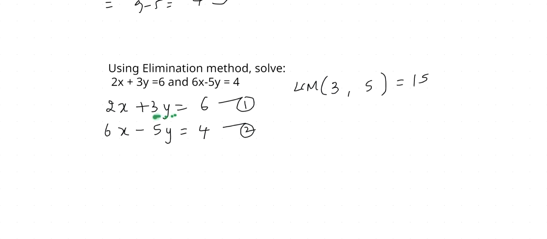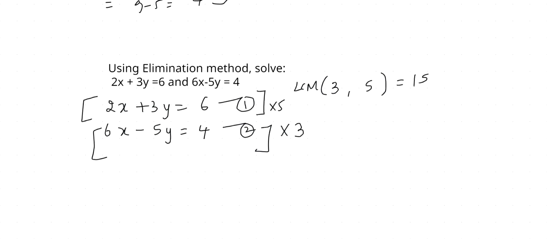See, here you have 3 and here you have 5. So how do I go from 3 to 15? 3 into 5, and 5 to 15, 5 into 3. Which means equation 1, you will be multiplying with 5, so that 3 5s are 15. And equation 2, you will be multiplying with 3 because 5 3s are 15. So we have to ensure that we suitably multiply so that we get the coefficient as the LCM.